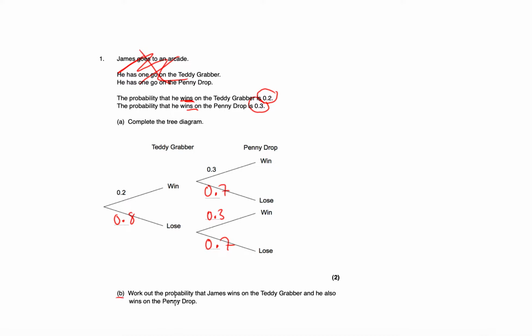And having a look at part B, probability that James will win on the teddy grabber and also win on the penny drop. Okay, so because it's and, we need to times, because we know in probability whenever we see and, we times, and whenever we see or, we're going to be adding. Okay, so wins on the teddy grabber is 0.2, and wins on the penny drop is 0.3. So it's going to be 0.2 times 0.3, which is 0.06. Okay, so let's have a look at the next one.